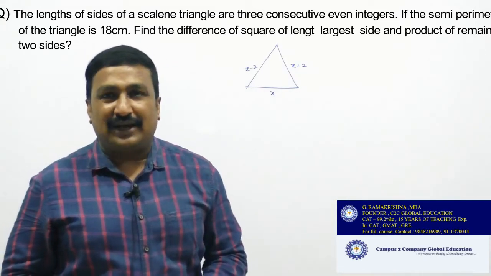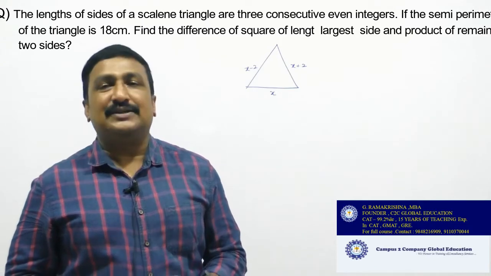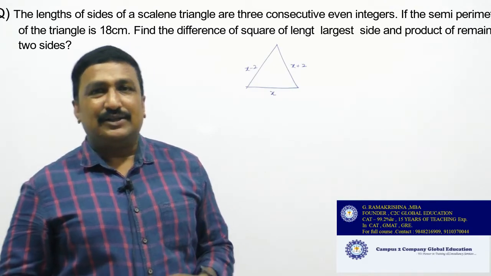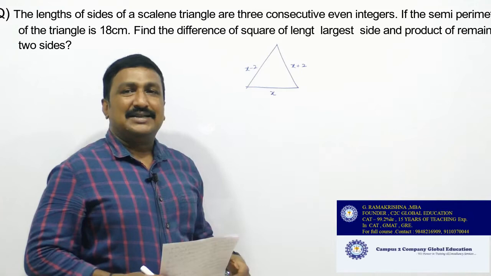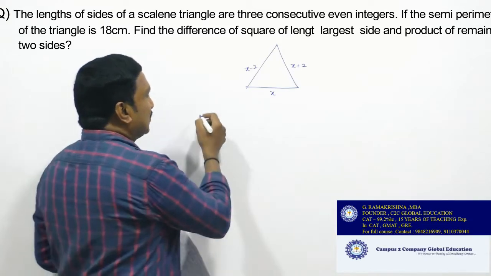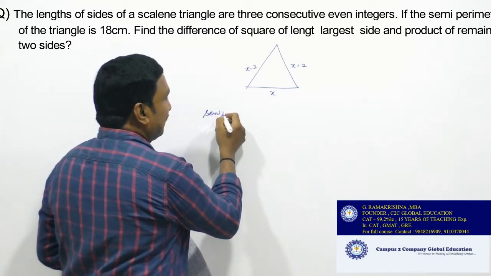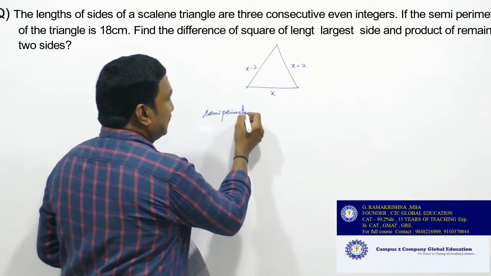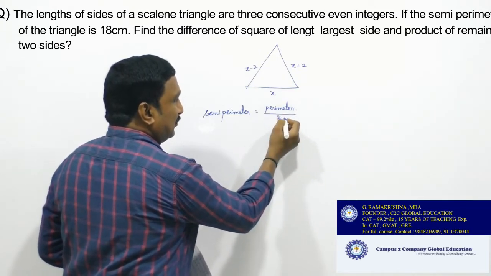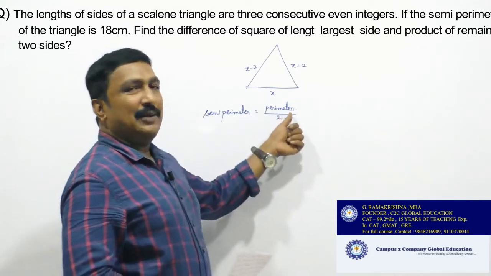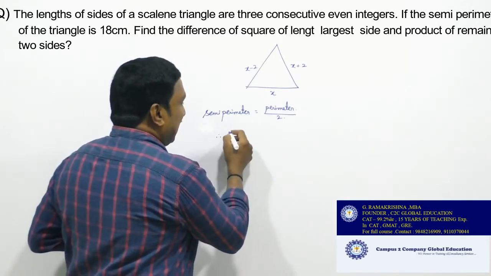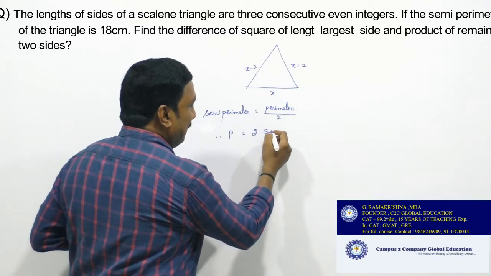For solving the x value, they gave one condition: the semi-perimeter of the scalene triangle is 18 centimeters. Here we have to know what the semi-perimeter is. Semi-perimeter is nothing but perimeter by 2. Understood friends? So semi-perimeter is equal to perimeter divided by 2. Now we should know what the perimeter is. Perimeter is nothing but the sum of the three sides. Therefore, perimeter is equal to 2 times the semi-perimeter.